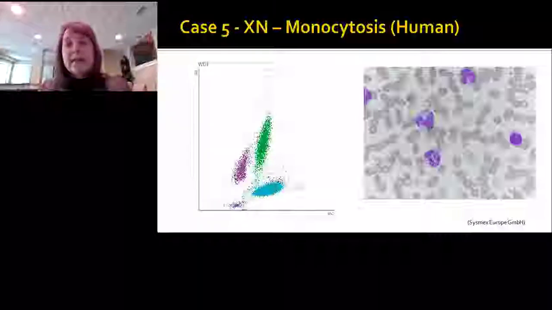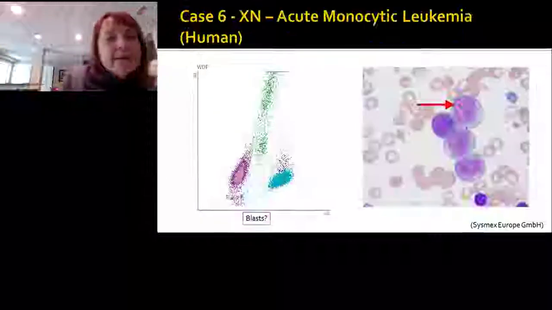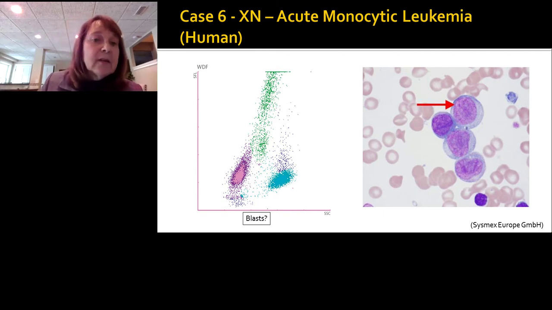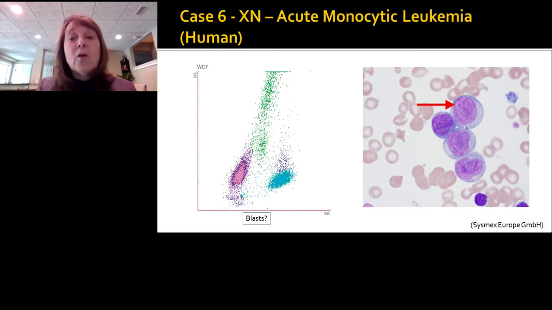In contrast, and again, this is an XN scattergram, this one came with a diagnosis of acute monocytic leukemia. And you can ask yourself, was this different from the last one where it was just a monocytosis? And the answer is clearly yes. In this case, we have probably a set of monos down here in a normal size and maybe normal morphology, but we have a pretty large population of monos in the mono area that are shifted fairly high. So when we do this review microscopically, you are now going to find blasts.